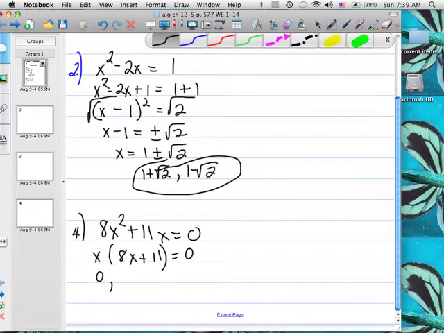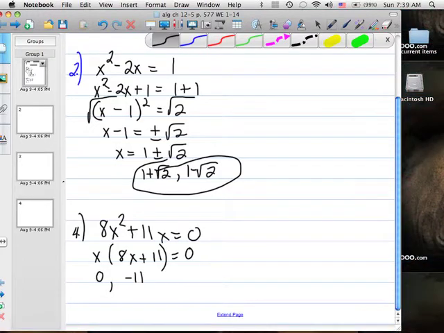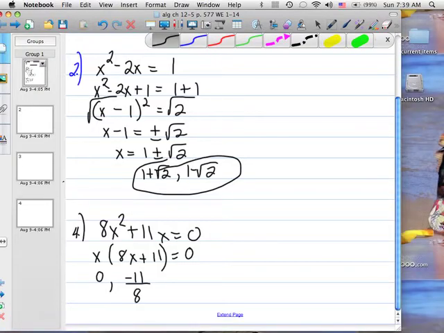Remember the trick on this. I need a negative 11 plus 11 makes 0, but I gotta get rid of the 8, so I put negative 11 over 8. And there's my answer.